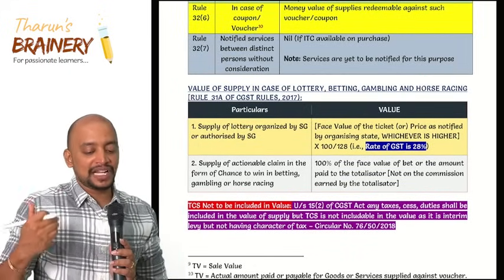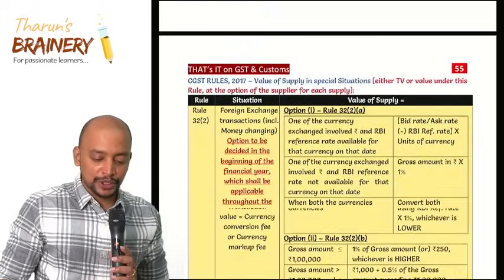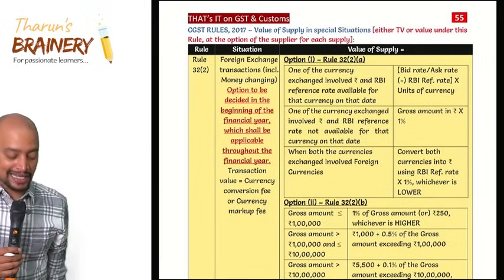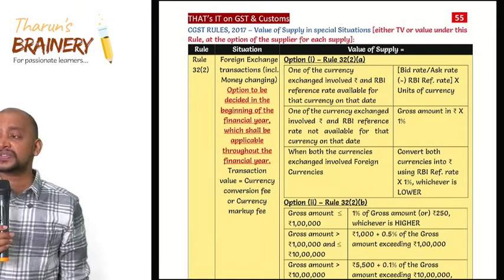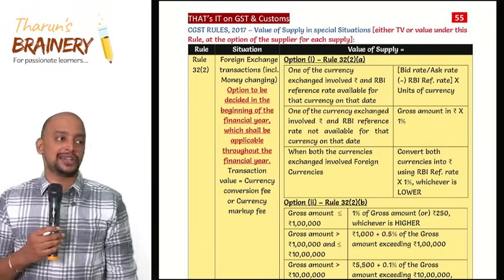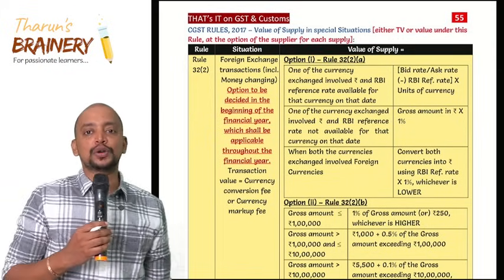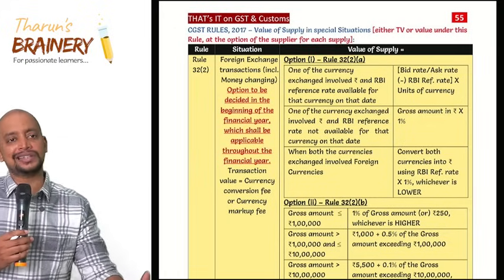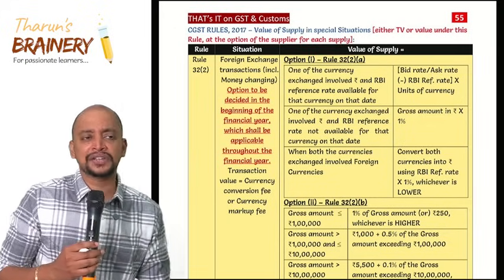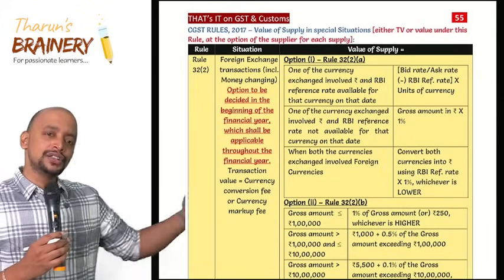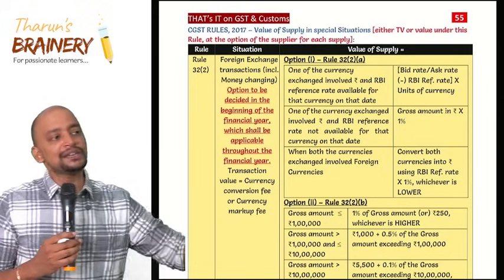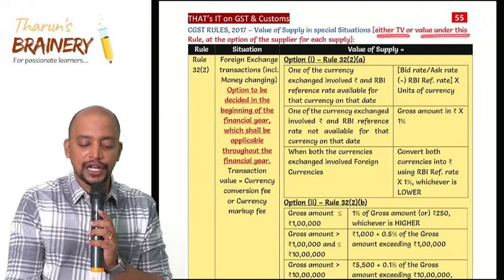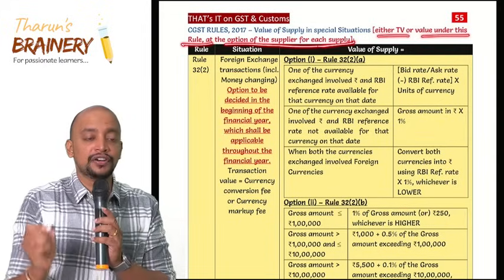That is about this rule 31A. Now we are moving on to rule 32. Rule 32 is value of supply in special situations. They have given 5 situations. In these 5 cases, either we can go for transaction value or we can determine the value as per rule 32. So they have given a simplified valuation methodology. Either follow transaction value and pay GST, or if transaction value is difficult for you, don't worry, you can follow this rule 32 value also. Whichever is convenient to you, you can follow with respect to each invoice. Either transaction value or value under this rule, at the option of the supplier for each supply.